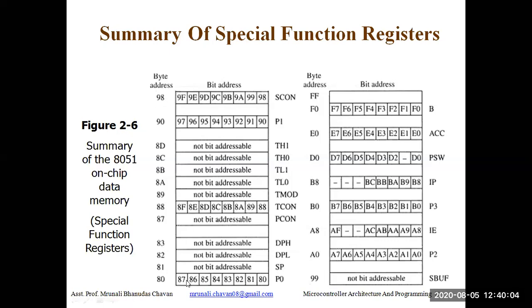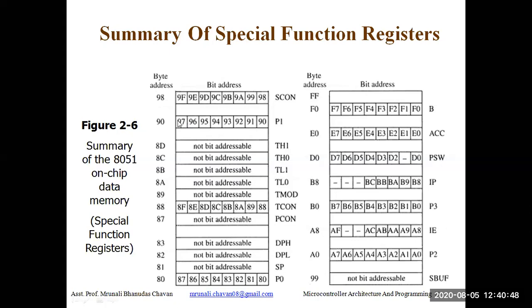So port 0 is located at 80H. Then SP is located at 81. Then DPL, DPH we discussed previously; the DPTR register is located here. Here this is the power control register. This is the timer control register. Its address is 88H. TMOD register, its address is 89H. Here two timers are there, timer 0 and timer 1: timer low 0, timer low 1, timer high 0, timer high 1.